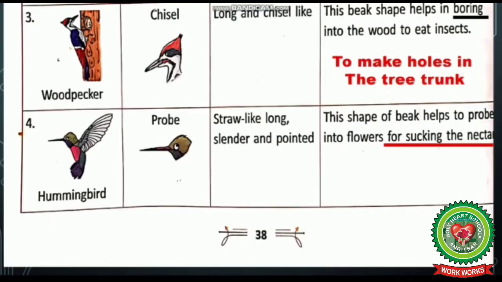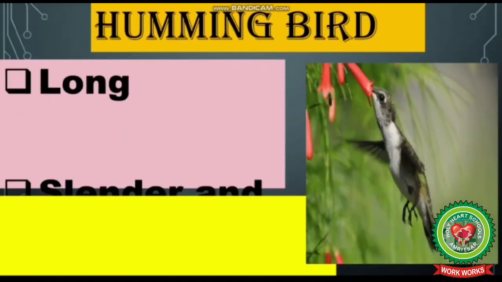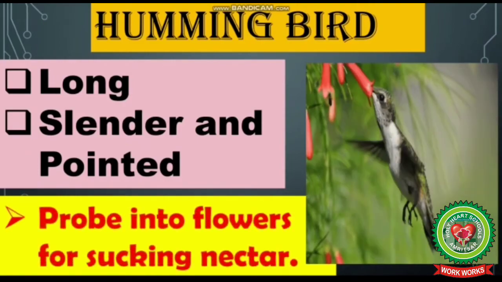Now number 4 is hummingbird. It has probe type of beak and its shape is straw-like, long, slender and pointed. And students, this shape of beak helps to probe into flowers for sucking the nectar.